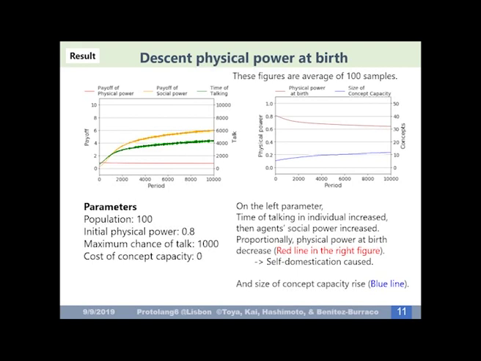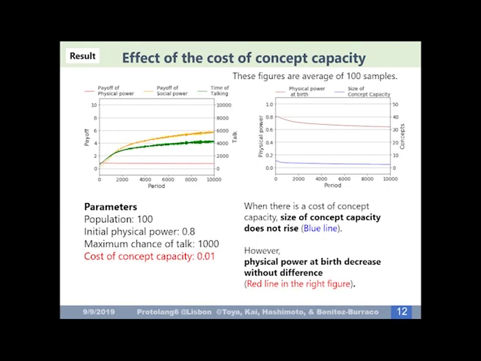But various concepts are needed for self-domestication? When there is a cost of concept capacity, the size of concept capacity does not rise. However, physical power at birth decreases, without difference from the previous results. Although this is a very small cost, the concept didn't increase. Therefore, various concepts are not a necessary condition for constructing social connection and decreasing aggressiveness.